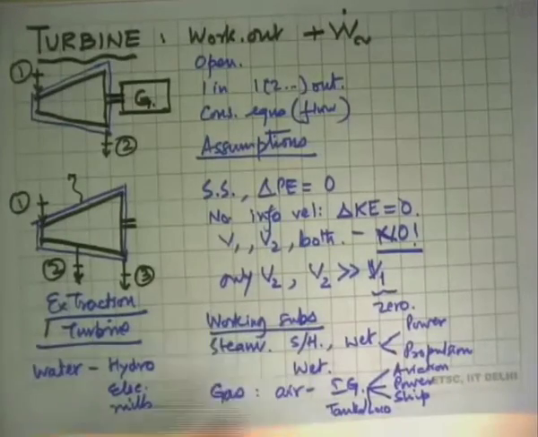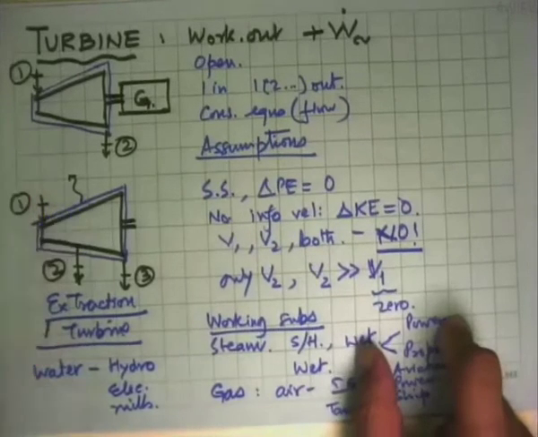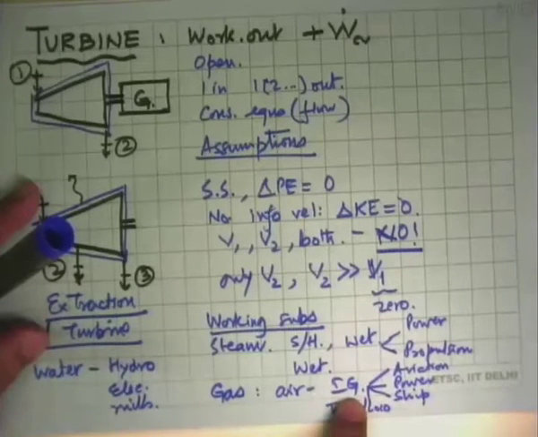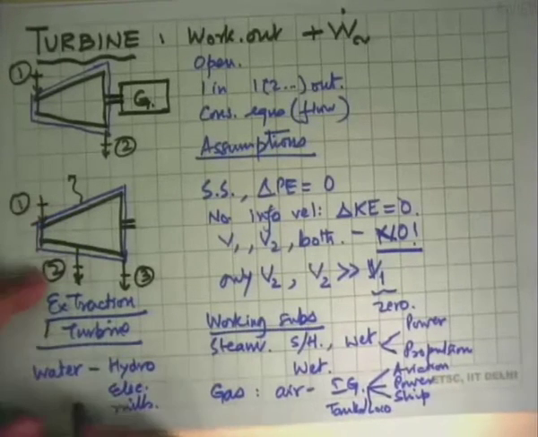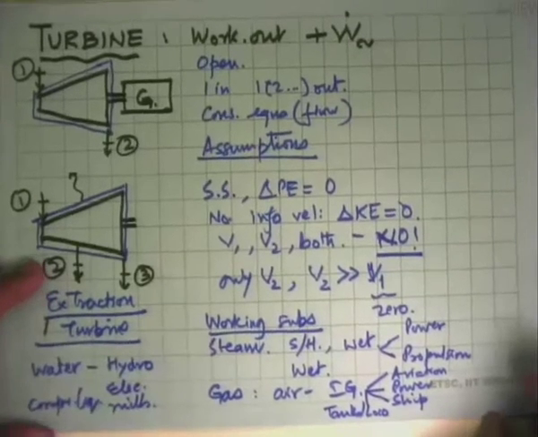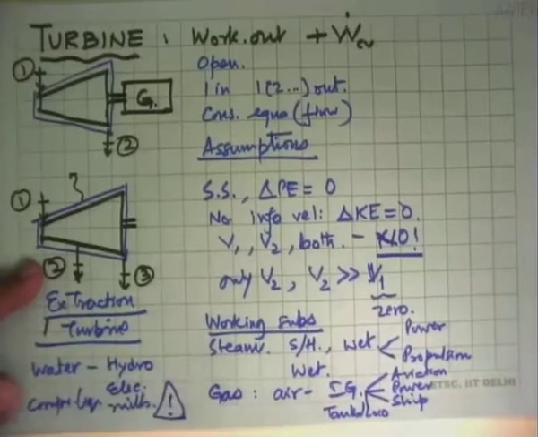So the working substance, if it is steam, we have to take from the property tables data. Air, we assume to be an ideal gas. Hydro, we assume to be a compressed liquid. And here we have to worry about what I mentioned in the case of pumps. You have to take care of cavitation. So that's one thing to worry about.